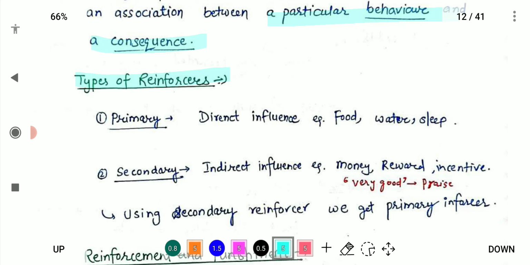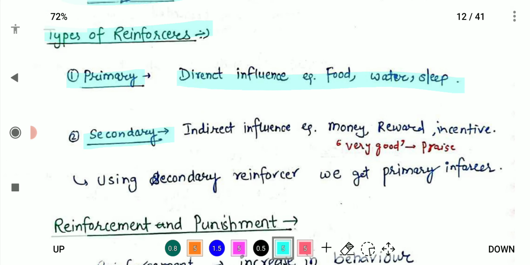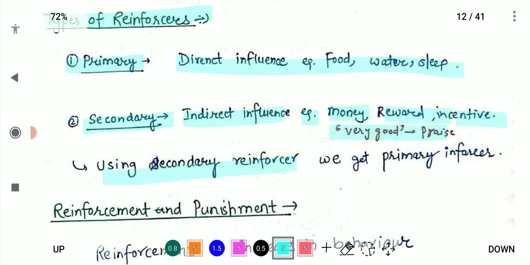We used to do something, right? That is what enforces. So there are primary and secondary influences. Primary means direct influence. Example: food, water, sleep. Secondary influence is an indirect influence. Example: money, reward, incentives. Using secondary influences, we get primary influences.